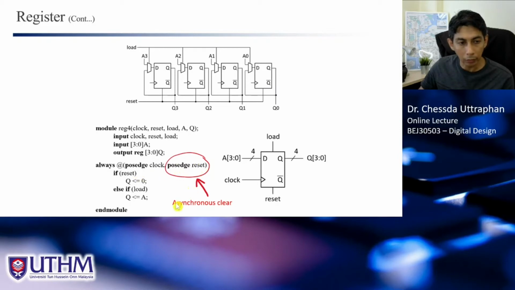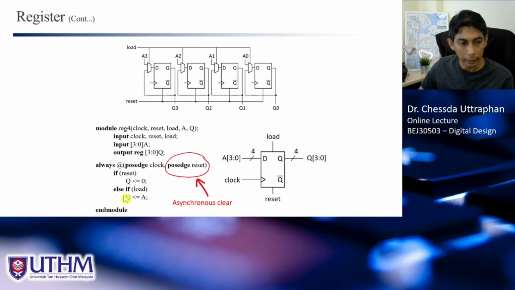So to write the code for that is quite straightforward, where we have if reset equal to 1 in this case, post edge. So if reset equal to 1, the output Q is equal to 0. And if load equal to 1, the output here is equal to A, the input. Means that this data will go to the flip-flops at the positive clock edge.